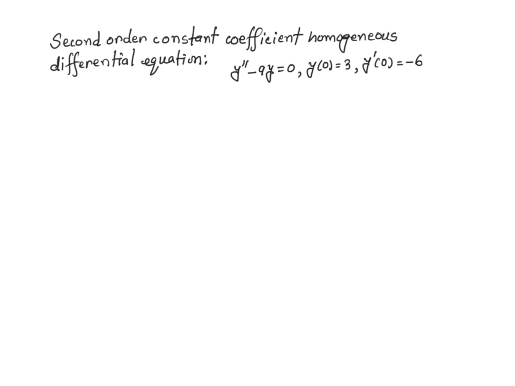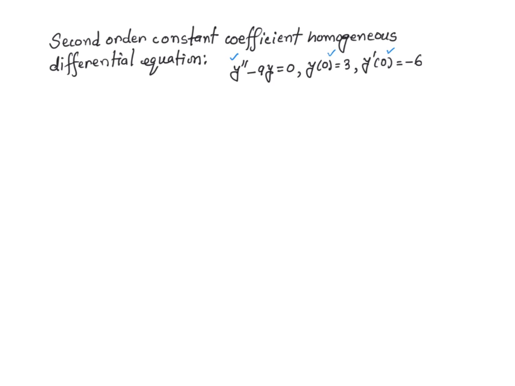In this video, I am going to solve this second order constant coefficient homogeneous differential equation, and it is y double prime minus 9y is equal to 0 with initial conditions y of 0 is 3 and y prime of 0 is equal to negative 6.